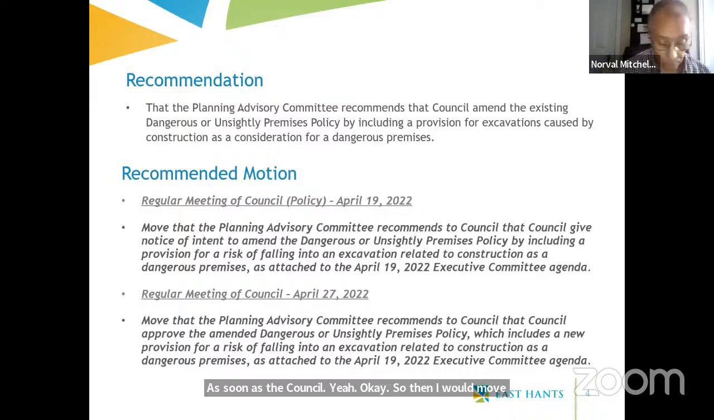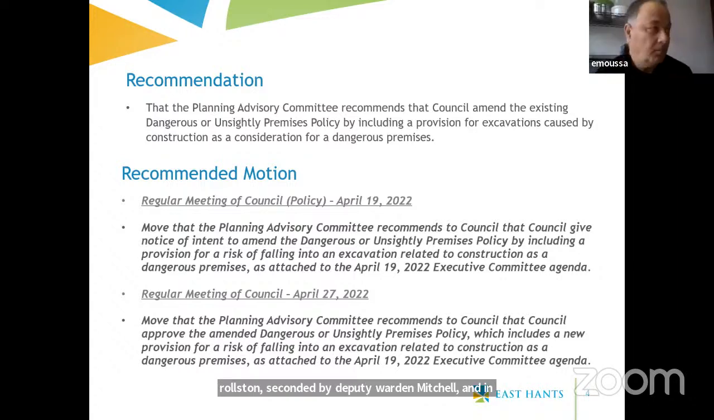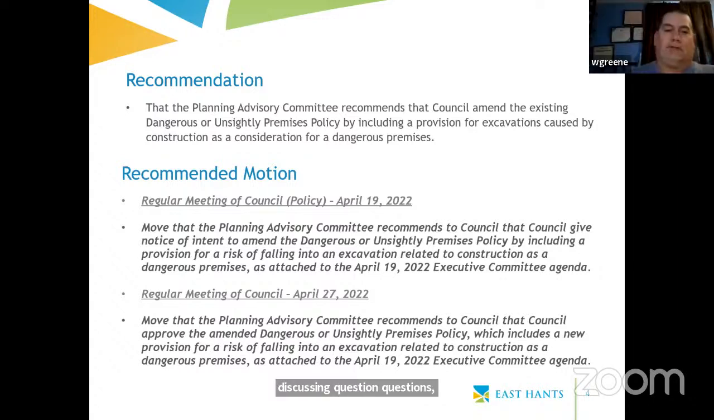Second. Moved by Warden Rolston, seconded by Deputy Warden Mitchell. Any discussion? Question. Question's been called. Everybody go to the vote. Signify by saying aye and raising your hand. Keep your hands up. And the motion is passed unanimously.